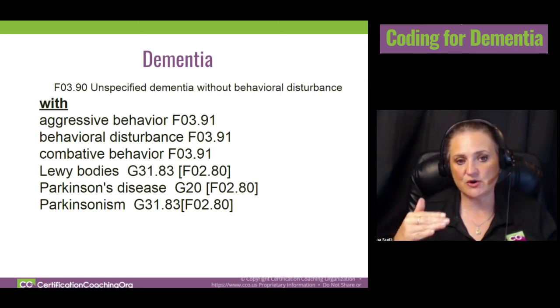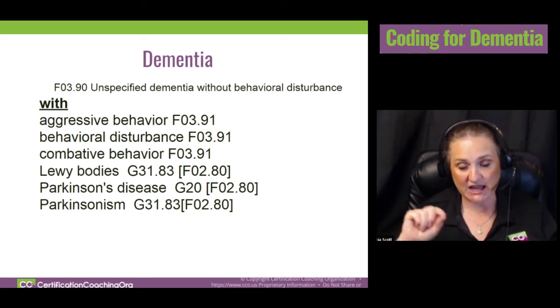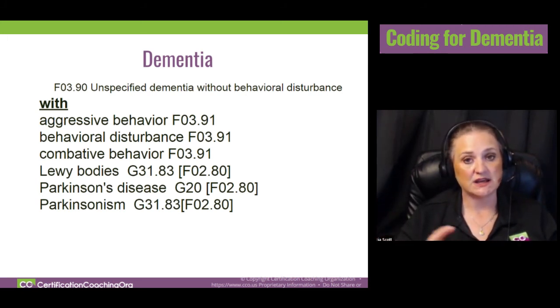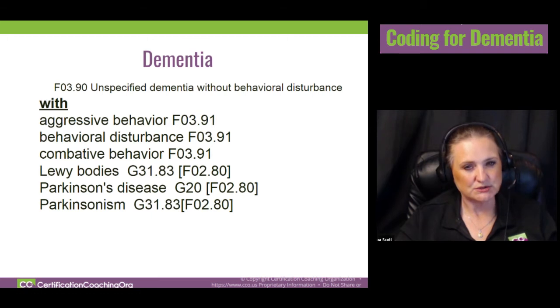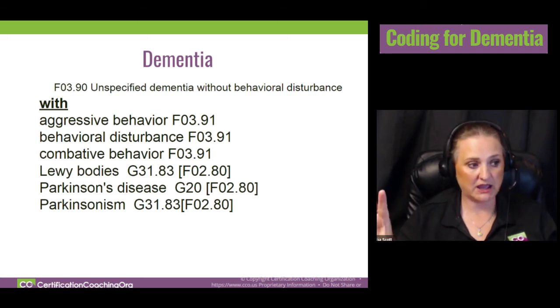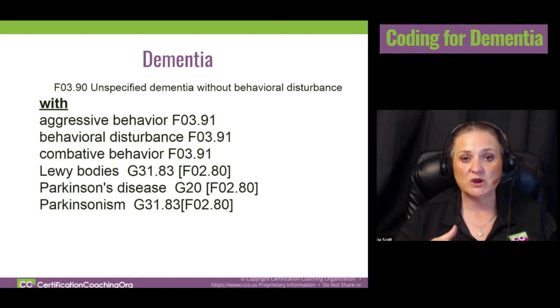Now, every time you're going to code for dementia, no matter what, they're going to want to know, is there behavioral disturbance? So you're going to be looking for that. And your provider is trained. That's part of the disease process, so they're going to document that. Very seldom are they not going to document that. If they don't, then that's an opportunity to query. But you don't see that left out very often. It does happen.